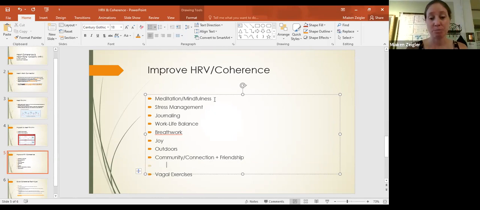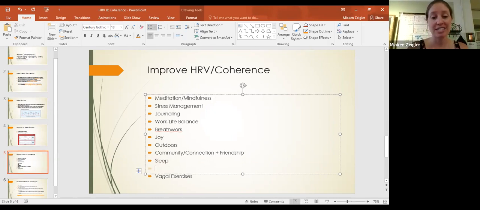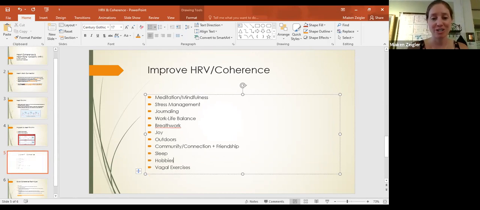And I also look at sleep. Sleep is vital. And the last thing: what do you love to do, and are you doing it? What are your hobbies? So that's typically what I use as a gauge for you to assess, okay, how am I doing? If I'm scoring low on my heart rate variability, how am I doing in my world to help support improved outcomes there?